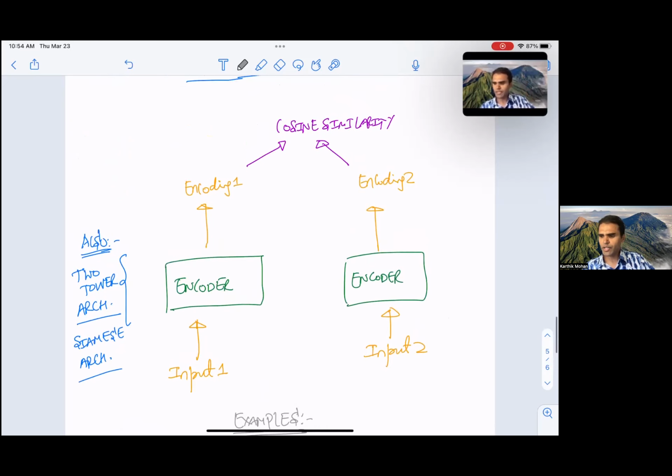Similarity search and, more broadly, recommender systems. In this architecture, you have two encoders in parallel, and these could be exactly the same, in which case you call it Siamese architecture, Siamese twins. Both of these encoders are going to encode their respective inputs, and you're going to get encoding 1 and encoding 2. Then you do a cosine similarity or some filtering on top that can help you understand if input 2 is close to input 1 or not. So that's the encoder-encoder architecture.